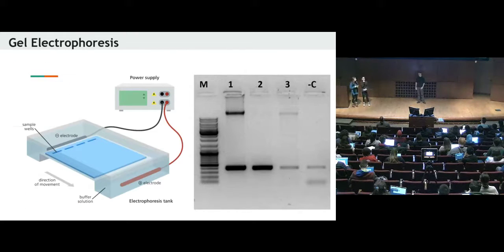So once we obtain the DNA, we could use gel electrophoresis to find out the fragment sizes. The smaller fragments travel further in the gel, while the larger fragments remain closer to the well.